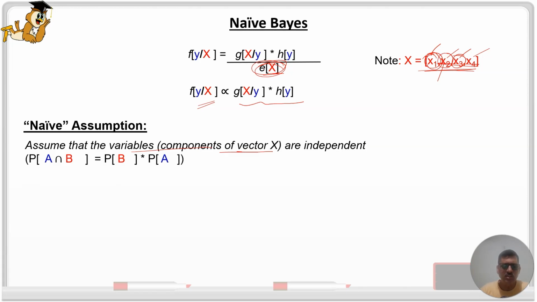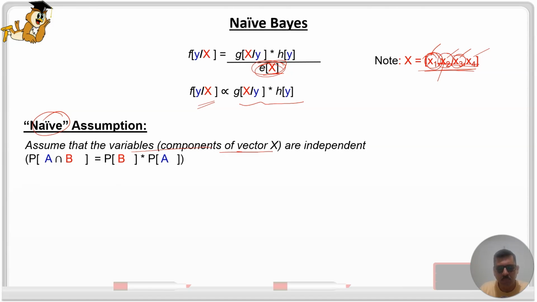What is the meaning of the word naive? Naive means innocent or ignorant. And what we are essentially saying is that we don't know how the independent components of x are related, and therefore we make the assumption that they are independent. So we innocently make the assumption that these, x1, x2, x3, x4, etc.